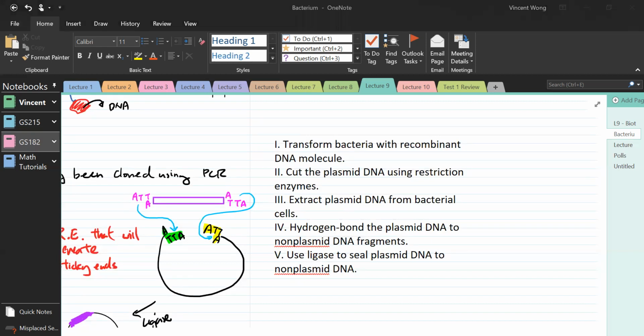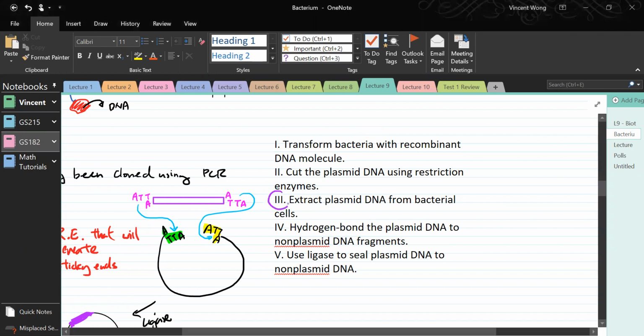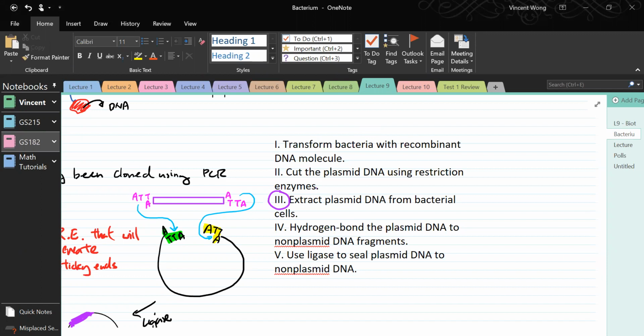Anybody? Any takers here? Want to try? Tell me what the right order is. What is the first step here? What do you think? Yes, number 3: extract plasmid DNA from bacterial cell. We have to have a plasmid, right? But nowadays we don't really do that. Nowadays you just order it, you just buy them. They're like $40 or something, a plasmid. You can just buy them online.